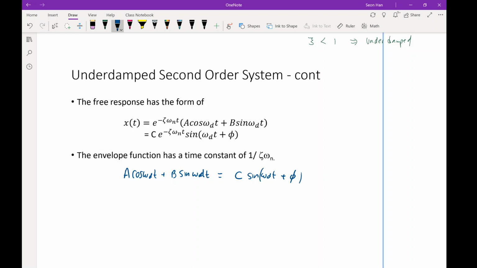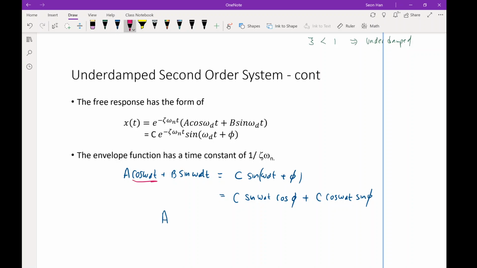How do you do that? Why don't I just do one right now? How are A and B determined? By initial conditions. So the trick is you rewrite the right hand side using the sum formula. You have C times sine omega d t times cosine phi plus C times cosine omega d t times sine phi.